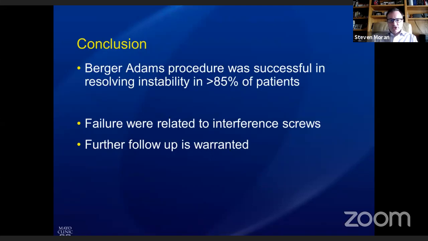I think our failures in this study were due to the use of an interference screw, and I think also not making the proper diagnosis. Those patients that had early arthritis or those that needed a corrective osteotomy.